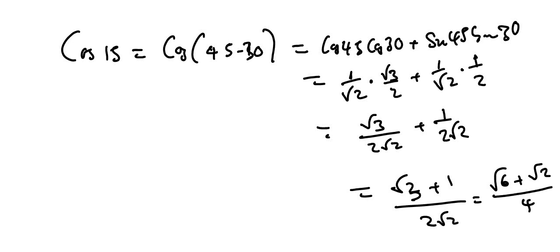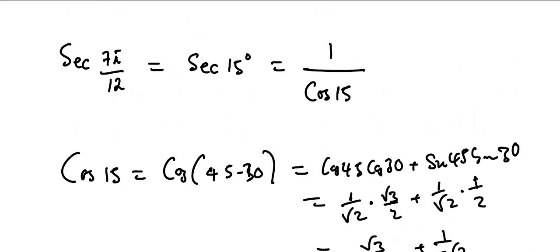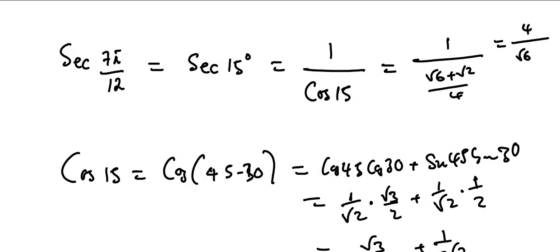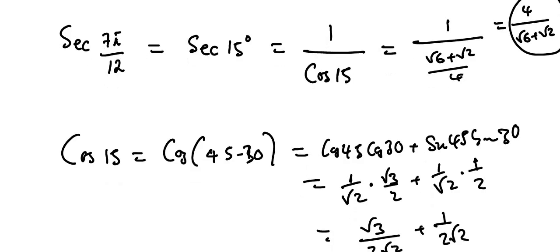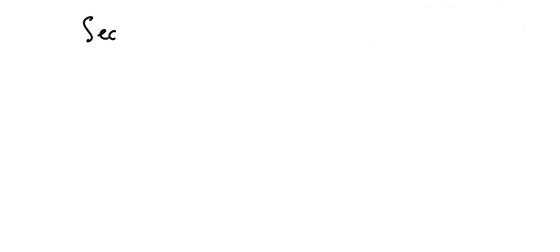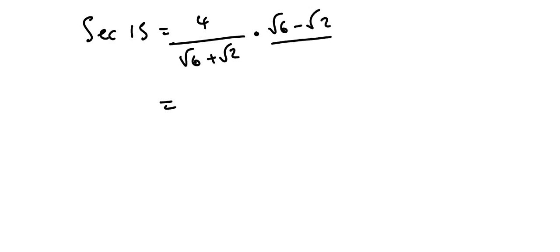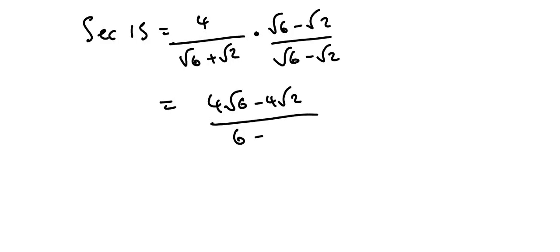They didn't want this, they wanted sec, which is the reciprocal of this. So 1 over root 6 plus root 2 over 4. This is just going to give us 4 over root 6 plus root 2. When you reach here, you rationalize again because there are roots down. You rationalize by multiplying with the conjugate. This is going to be 4 root 6 minus 4 root 2. The down part will just be 6 minus 2.